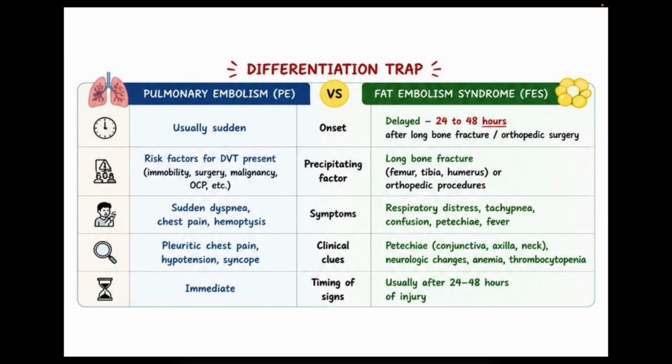And this is a differentiation trap. Pulmonary embolism and fat embolism syndrome, what is the difference? Pulmonary embolism is usually sudden, and it has risk factors for DVT, and you have sudden dyspnea, chest pain, and hemoptysis. Whereas fat embolism syndrome is delayed, usually occurring 24 to 48 hours after, and the precipitating factor is long bone fracture. Symptoms are respiratory distress, tachypnea, and confusion, all these things.